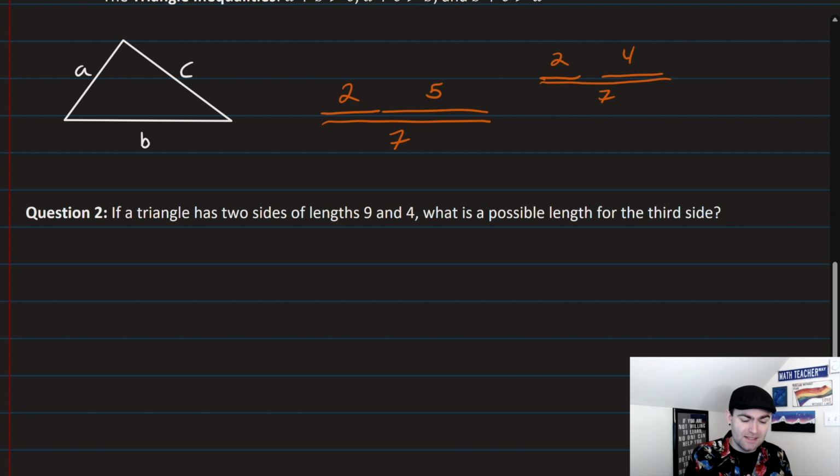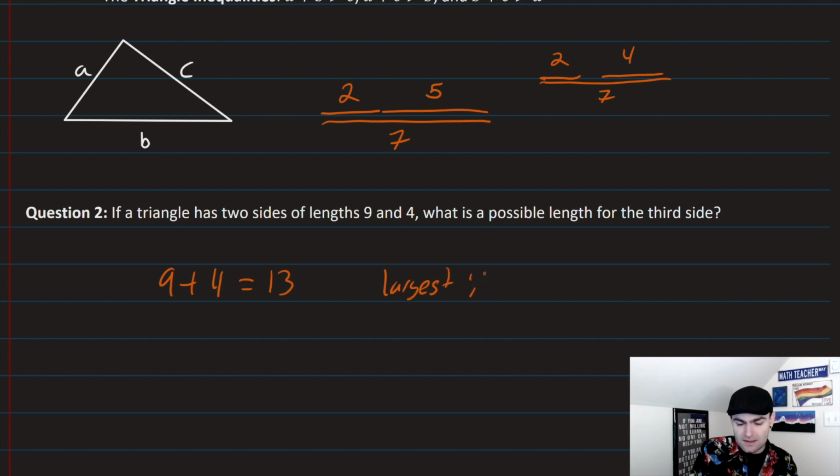So if we have a question like we have here, where we have a triangle and two side lengths are 9 and 14, what is a possible side length for the third side? Well, 9 plus 4 is equal to 13. So the largest it could be is 13.